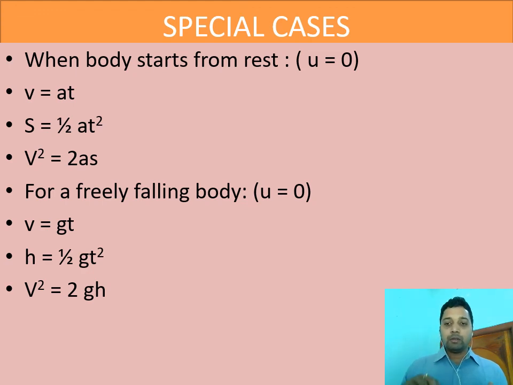But when a body is going from down to up, in place of plus we get minus, because it is going against gravity. So V equals U minus gt, h equals UT minus half gt square, and V square equals U square minus 2gh, because the body is going from down to up. So these are the special cases.